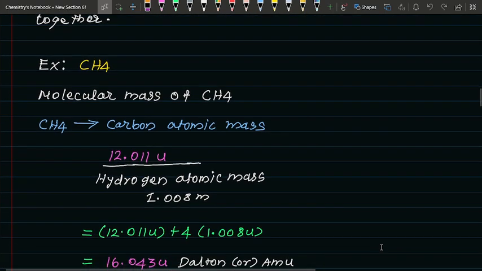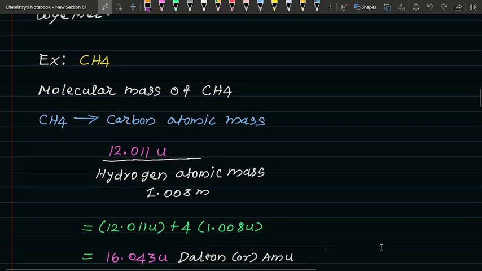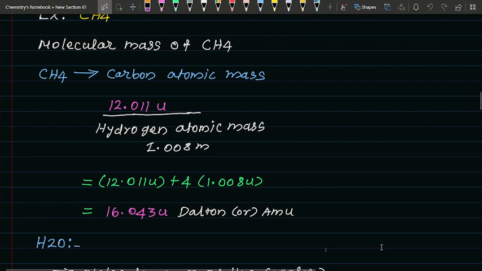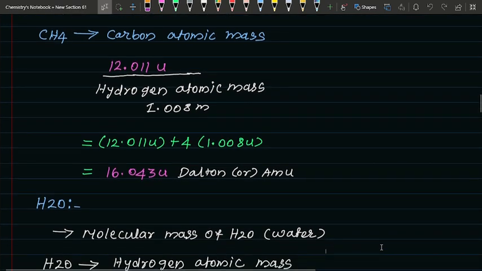Molecular mass of CH4: carbon atomic mass is 12.011 u, hydrogen atomic mass 1.008 u. So 12.011 u plus 4 times 1.008 u equals 16.043 u, or Dalton, the atomic mass unit.